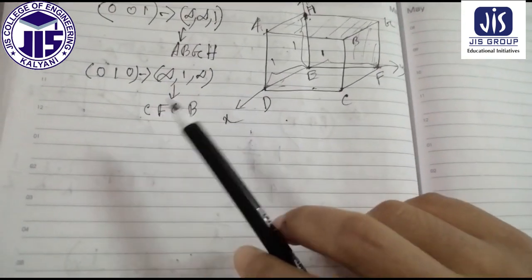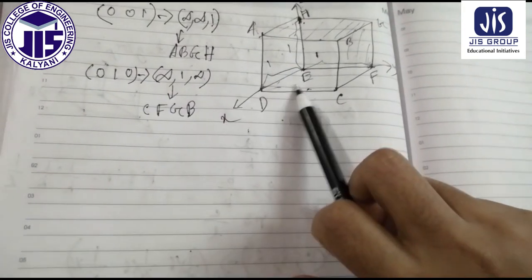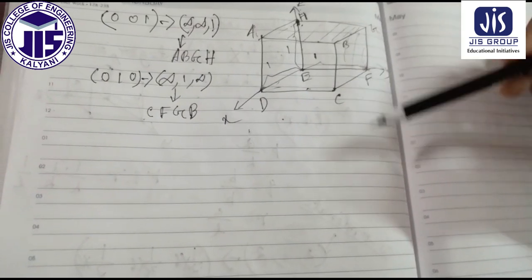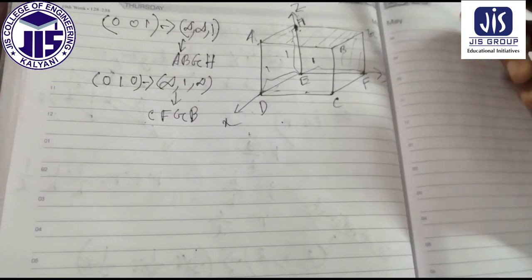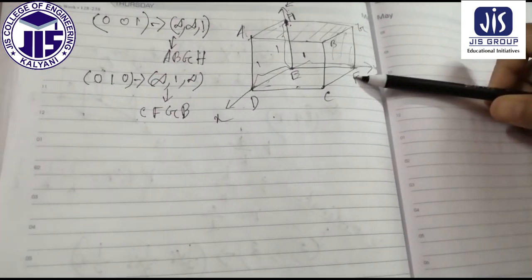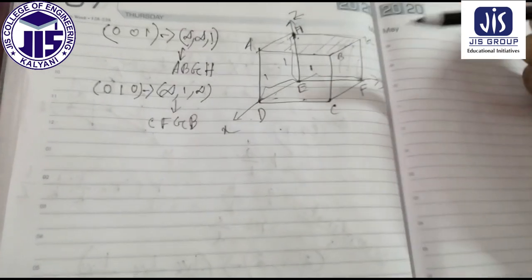So, 0, 1, 0. Therefore, the corresponding coordinate is infinite, 1, infinite. So the answer is C, F, G, B. This is parallel with the z-axis, this is parallel with the x-axis, but the intersection point here is 1. That's why infinite, 1, infinite. This will be the answer.